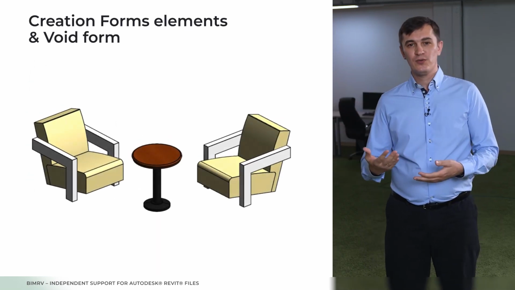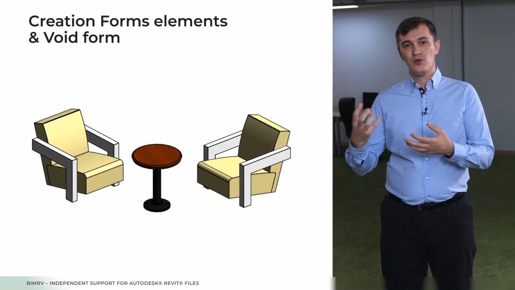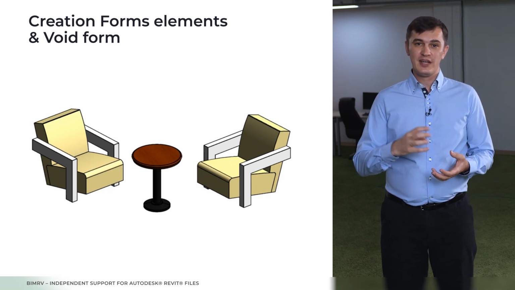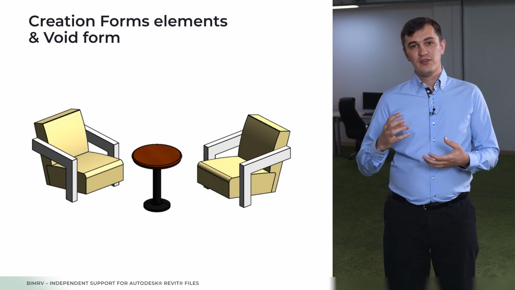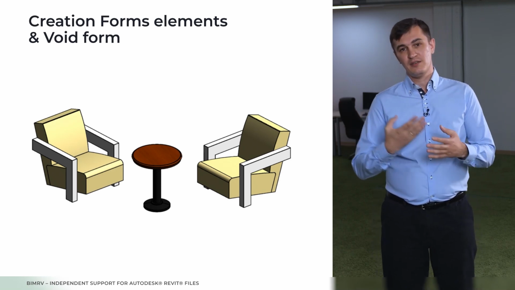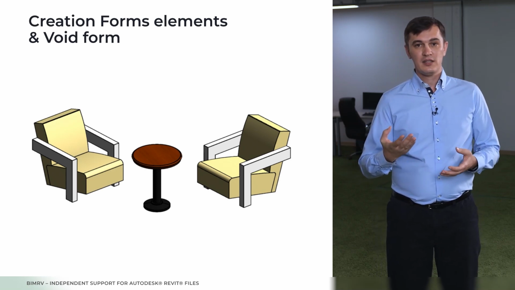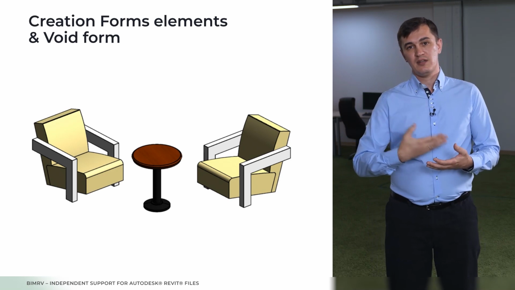We completed work on form elements and their void forms. This is the base element for creating family geometry. They contain BREP geometry inside. We also can create family geometry combinations. This is a Boolean operation on form elements in the family database. And we also can create openings and host elements inside the family database.